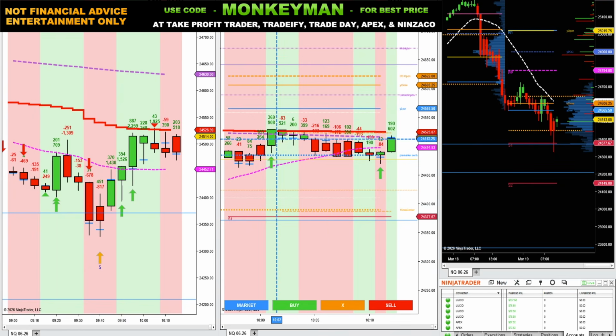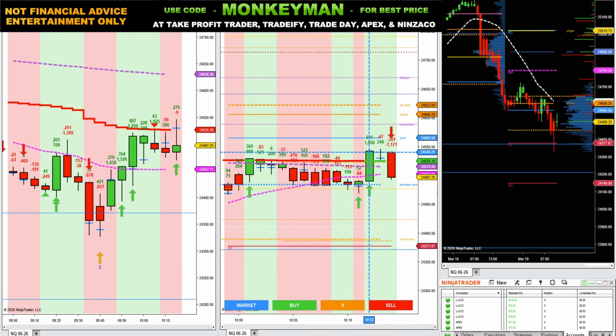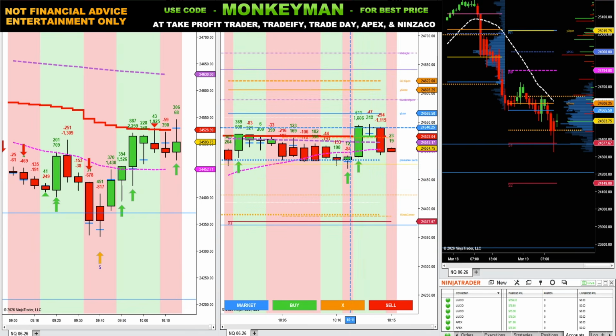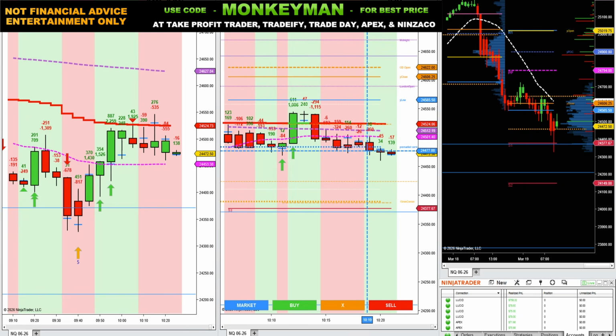Been a chop fest in between VWAP and the pre-market center here. We tried to break above VWAP there, just got sucked right back down into this range. We're trying to push below the lows here, but still getting a hold up.